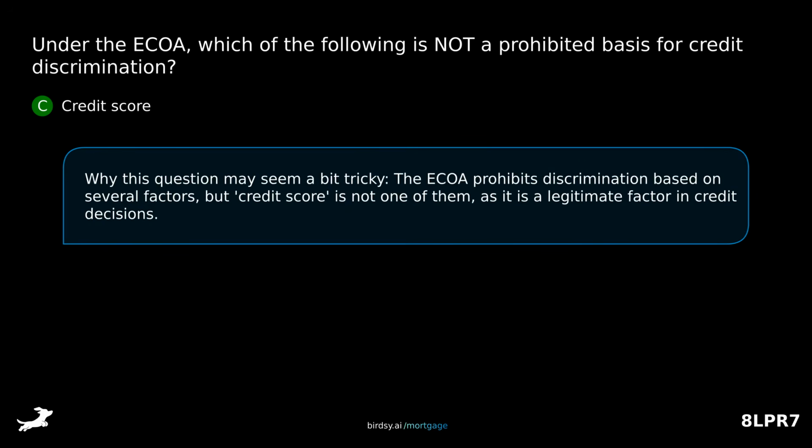Why this question may seem a bit tricky: the ECOA prohibits discrimination based on several factors, but credit score is not one of them, as it is a legitimate factor in credit decisions.